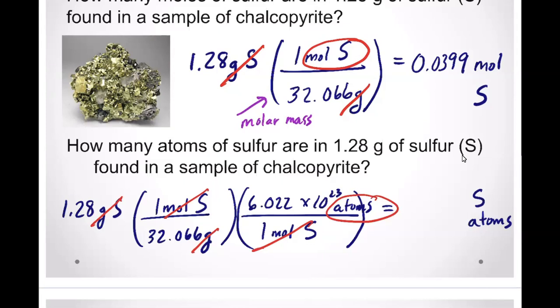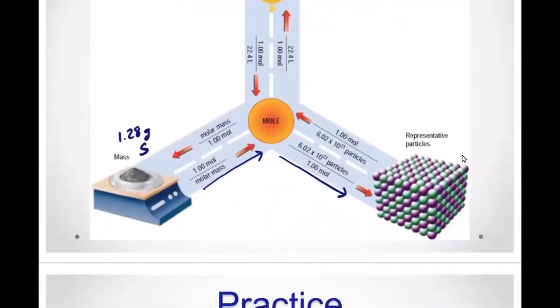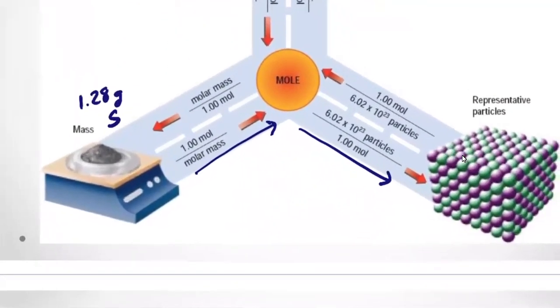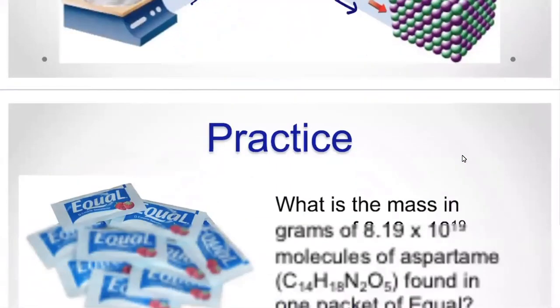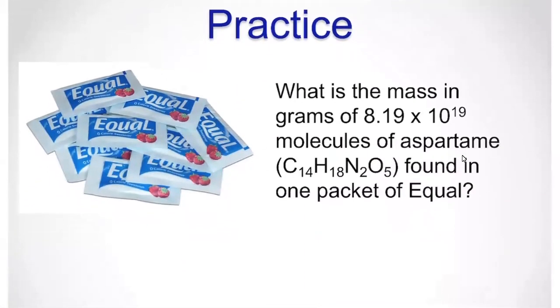Okay. So do the math, and this comes out to 2.40 times 10 to the 22nd sulfur atoms. Okay. So remember, the mole is the intermediate. So if you don't know where to go, go to the mole. That'll get you to the next one.